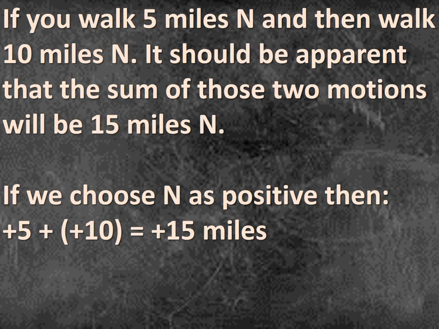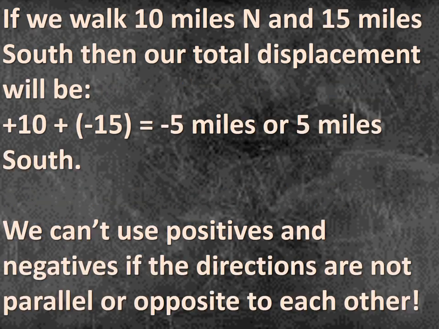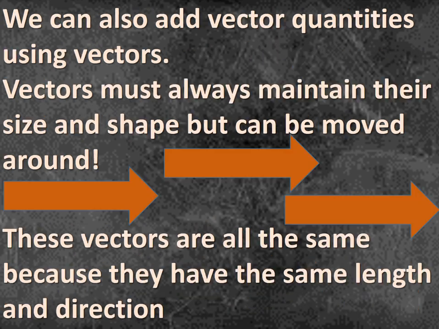Now here's an example. If you walk 5 miles north and then walk 10 miles north, it should be apparent that the sum of those two motions will simply be 15 miles north. If we choose north as the positive direction, then we have a positive 5 plus a positive 10 gives us positive 15. If we walk 10 miles north and 15 miles south, however, then our total displacement will be a positive 10 plus a negative 15 because we've changed direction. And that's going to be a negative 5 miles, or 5 miles south. We can't use positives and negatives if the directions are not parallel or opposite to each other, however.